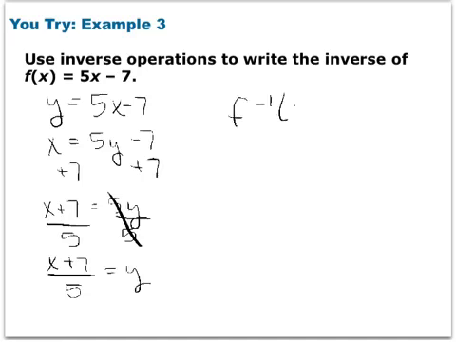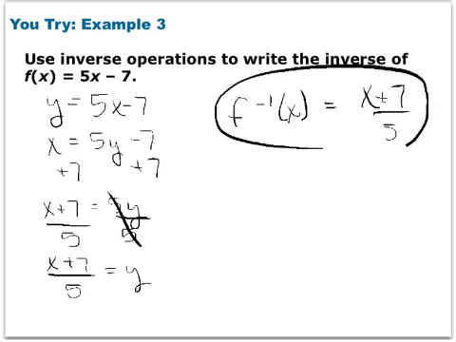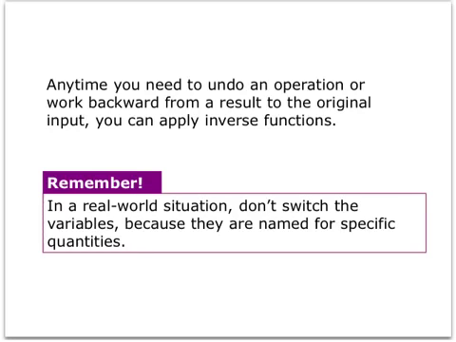So I write my answer. f to the negative 1 of x equals x plus 7 over 5. Now if I'm going too fast, the great thing about videos is you can rewind and watch it again. Anytime you need to undo an operation or work backward from a result to the original input, you can apply inverse functions. So now we're going to try some real-world problems.